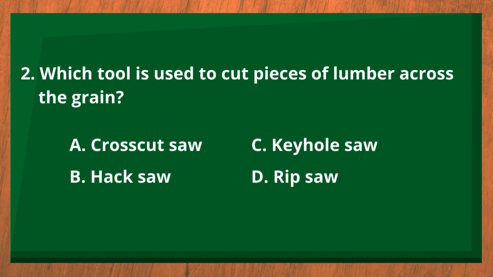Number 2. Which tool is used to cut pieces of lumber across the grain? A. Crosscut saw. B. Hack saw. C. Keyhole saw. Or D. Rip saw. The answer is A. Crosscut saw.